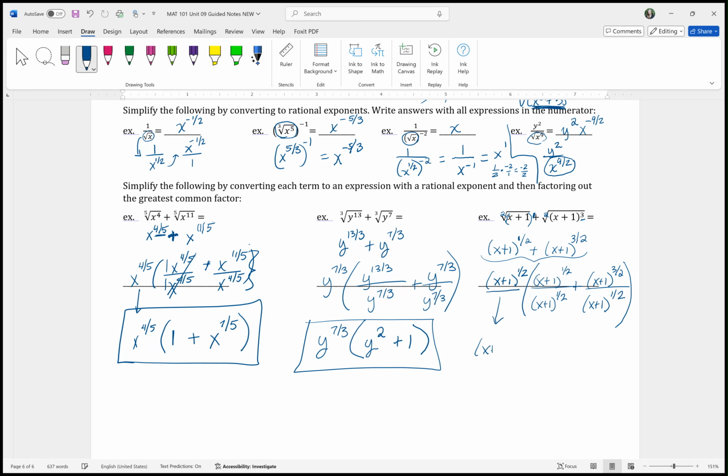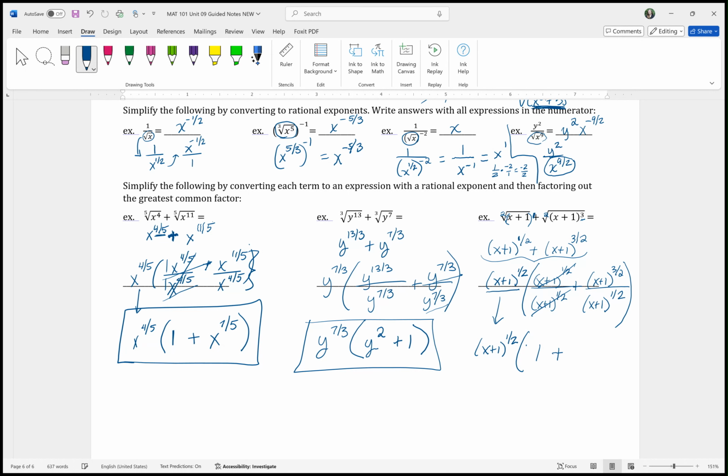Bring this down. That's going to be x plus 1 to the 1/2. X plus 1 to the 1/2 divided by x plus 1 to the 1/2 is the same as saying y to the 7/3 divided by y to the 7/3, or x to the 4/5 divided by x to the 4/5. It's the same on top and same on bottom. Those cancel out, but what do they cancel to? 1.